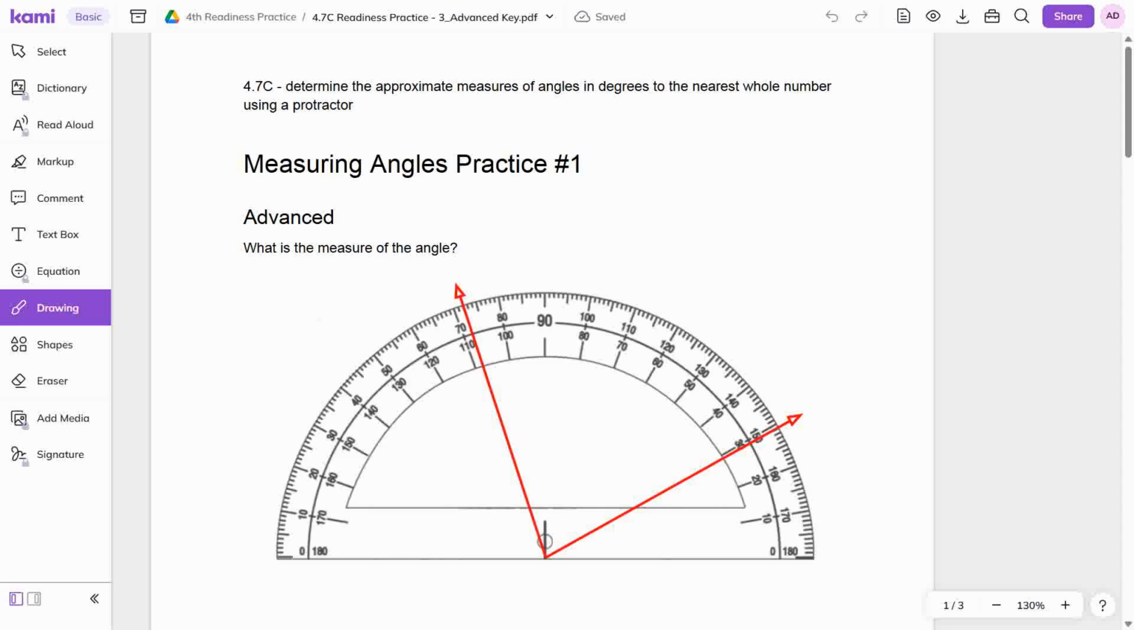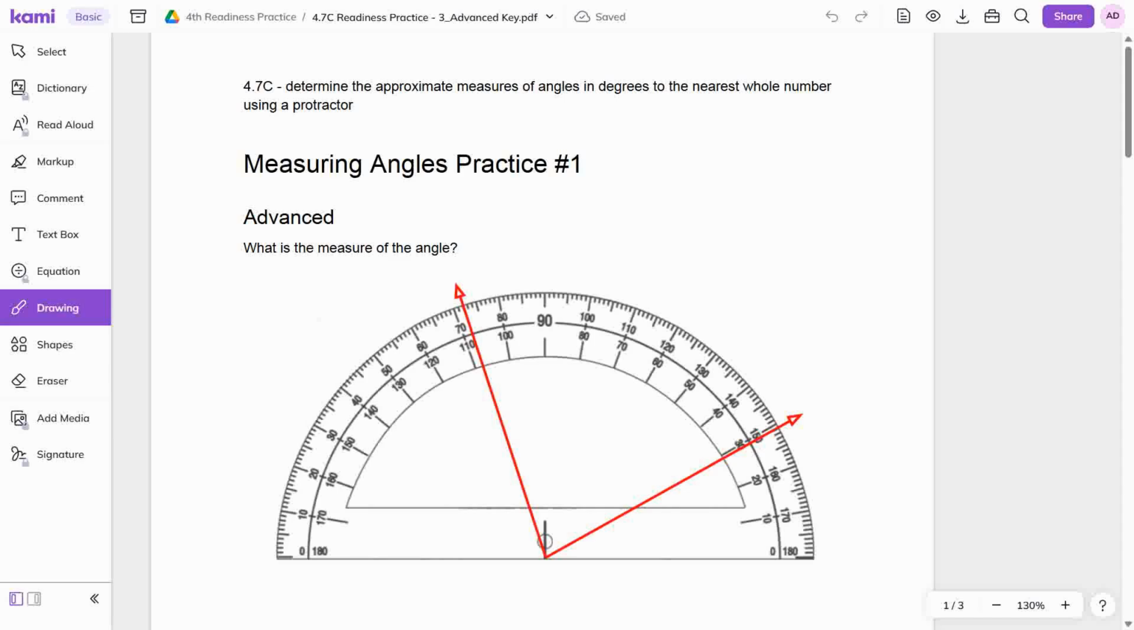So first we need to measure this angle that we see on the protractor. We notice that neither ray is on a major line like a 150 or 70 or anything like that. They're just a few hairs off. So we can measure this two different ways, and I'll show you how both work.